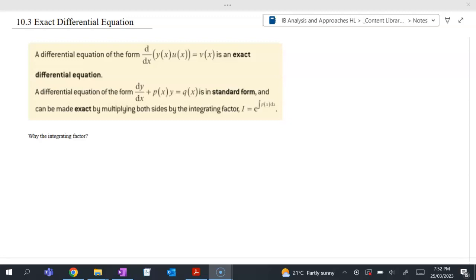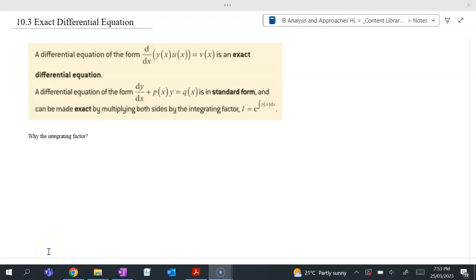Hi everybody, today we're looking at our last form of differential equation. I've titled it an exact differential equation, and there's a definition there: if we've got the derivative of two functions of x multiplied together, and that equals some other function of x, then it's called an exact differential equation, and we can solve it by different means.